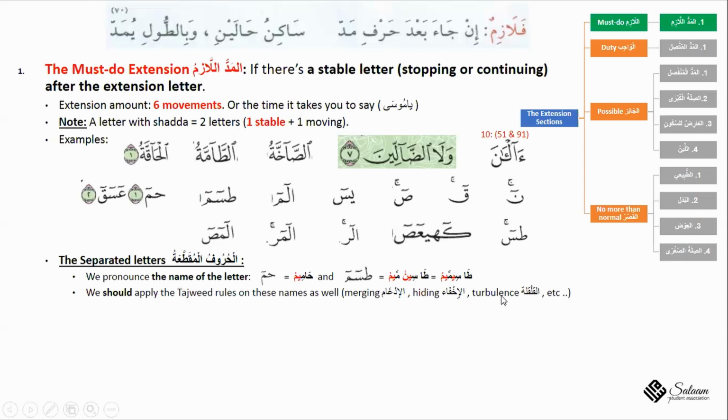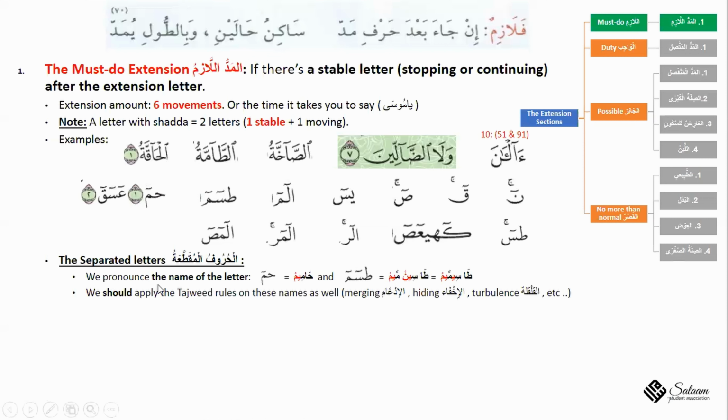Idgham, Ikhfa, and Qalqala. Is it clear so far? Do you have any question regarding the last part? So we started with the must-do extension, al-maddu al-lazim. You give some examples, and then something actually goes under al-maddu al-lazim, which is these separate letters. So I thought it would be a good time to talk about them in detail.